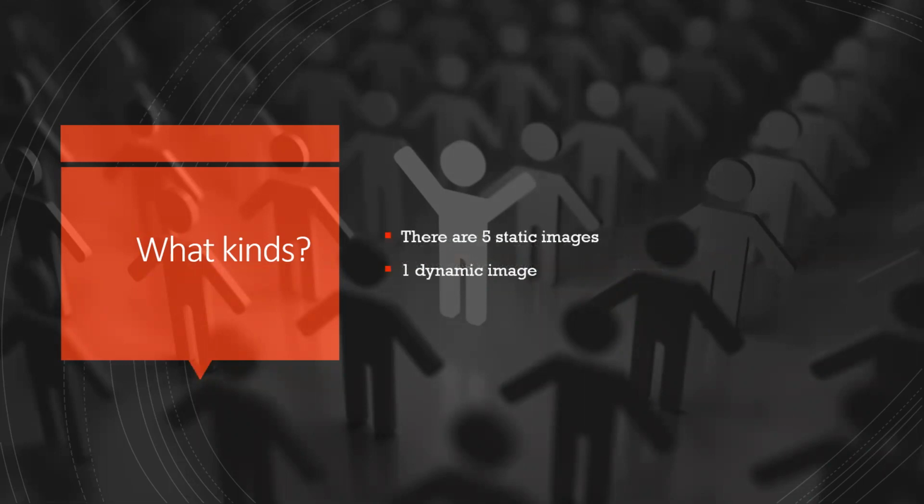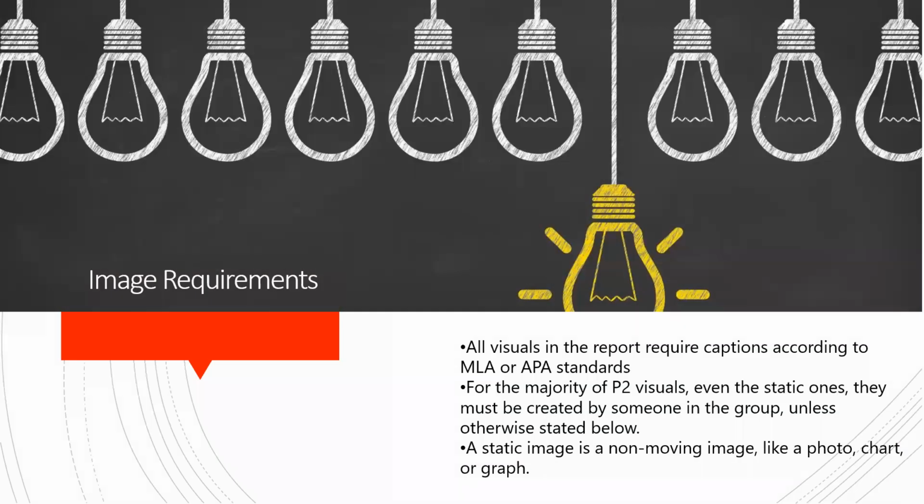So there are 5 static images and 1 dynamic image. All images, like I've said, require MLA or APA captions, and it needs to be created. All visuals need to be created by someone in the group, except one of the 6 images. There's a caveat to that. We're going to go over it.